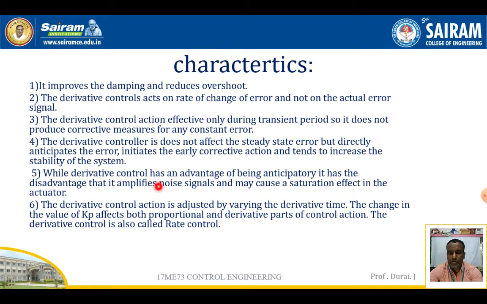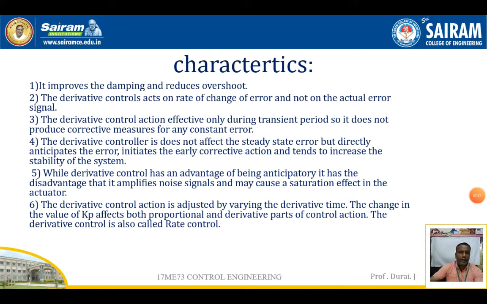While derivative control has the advantage of being anticipatory, it has the disadvantages that it amplifies noise signals and may cause a saturation effect in the actuator. The derivative control action is adjusted by varying the derivative time. The change in the value of Kp affects both the proportional and derivative parts of the control action. The derivative controller is also called rate control.